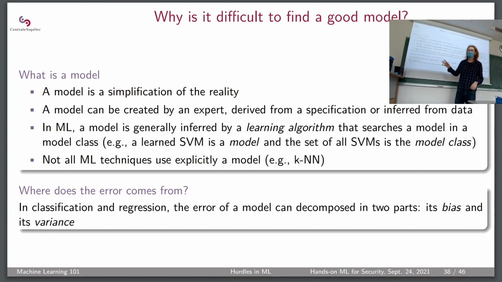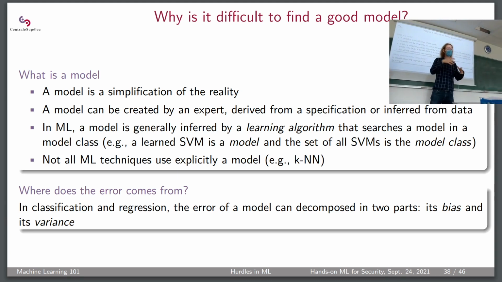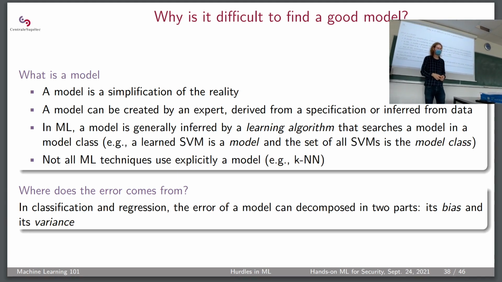In the end, a model is a way to simplify the reality. A model could be created by hand by an expert, or it could be created thanks to the specification of the system. Or, in machine learning, it is inferred from data. So, in machine learning, a model is learned with what is called a learning algorithm that takes the training data and outputs a model. It will work within what is called a model class, which is the set of models we search into. For example, the SVM is one model, and the set of SVM is what is called the model class of SVM.